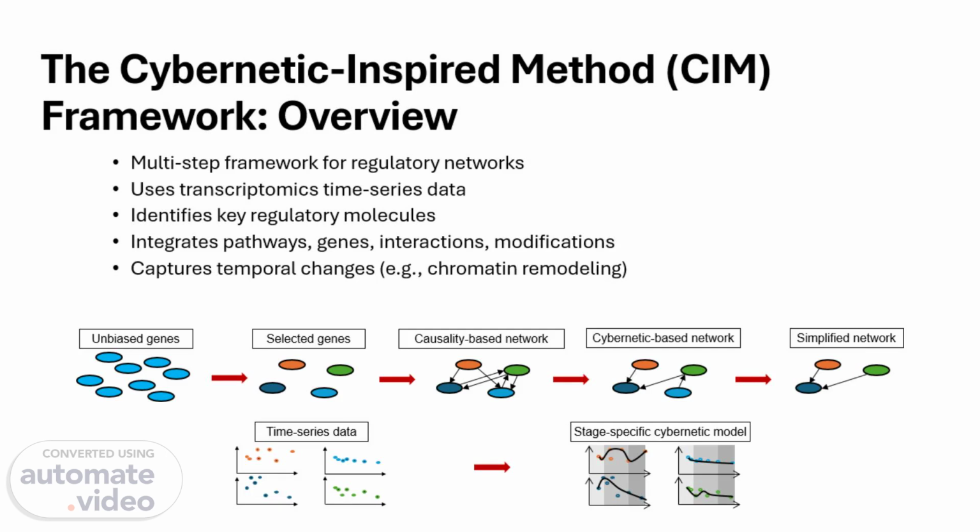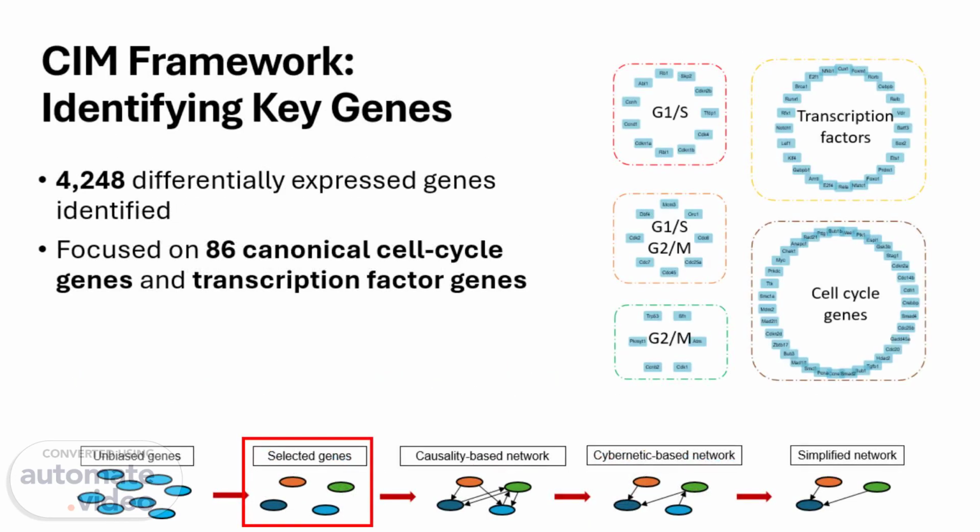The framework is designed to identify key regulatory molecules and integrate diverse biological information, including pathways, genes, interactions, and modifications. Crucially, it captures temporal changes such as chromatin remodeling, which are vital for understanding dynamic biological processes. The workflow at the bottom of the slide visually outlines these steps, from unbiased gene selection to constructing a simplified network. The first step in our CIM analysis involved significant data reduction.